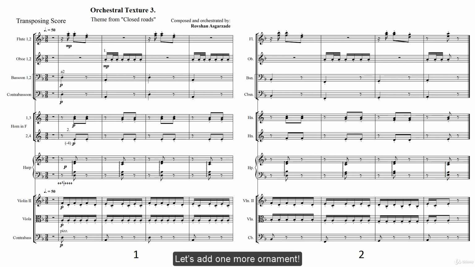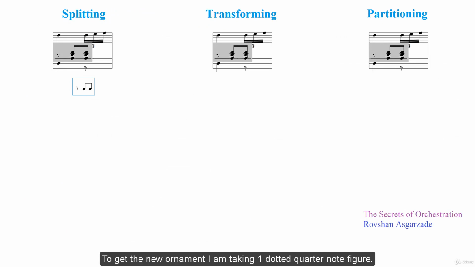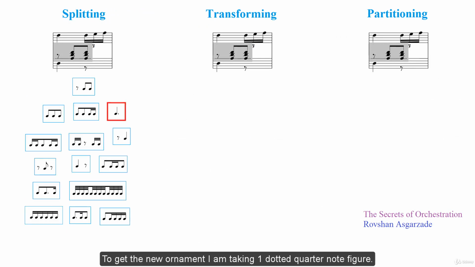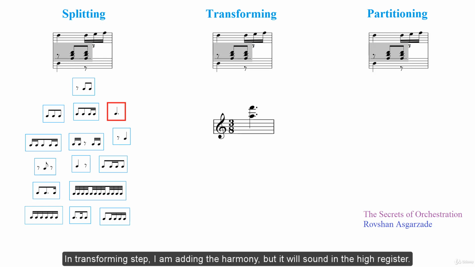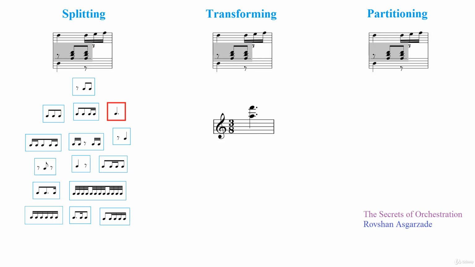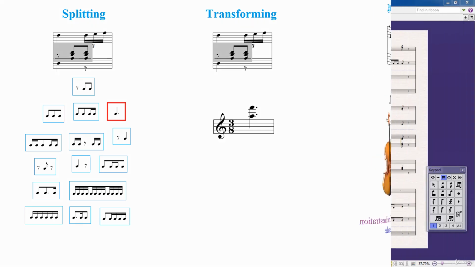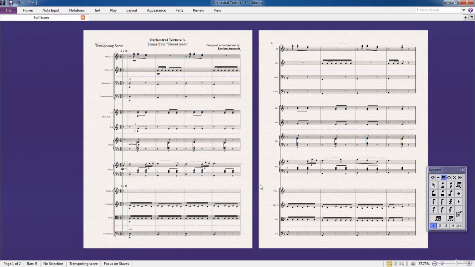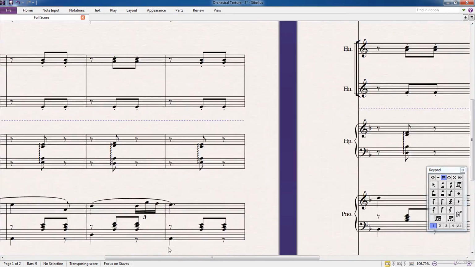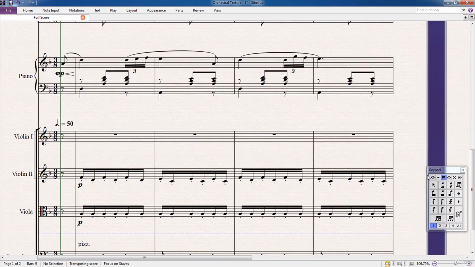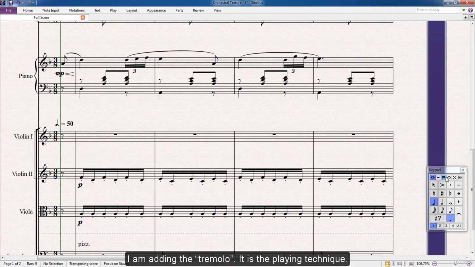Let's add one more ornament. To get the new ornament, I'm taking one dotted quarter note figure. In the transforming step, I'm adding the harmony, but it will sound in a higher register. I want to give this figure to first violins. I'm adding the tremolo. It is a playing technique.